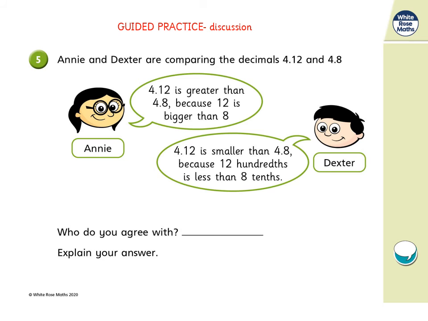So this is just a guided practice discussion for both of us to look at, so we can really consolidate our learning today. So Annie and Dexter are comparing the decimals 4.12 and 4.8. Annie says 4.12 is greater than 4.8 because 12 is bigger than 8. And Dexter says 4.12 is smaller than 4.8 because 12 hundredths is less than 8 tenths.